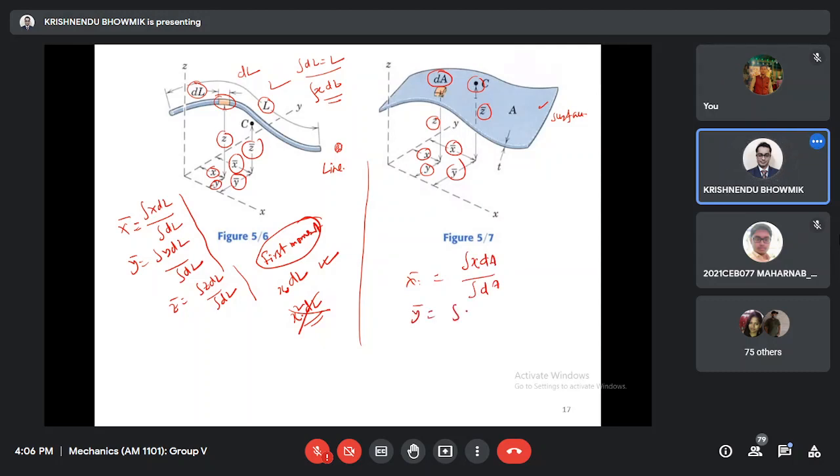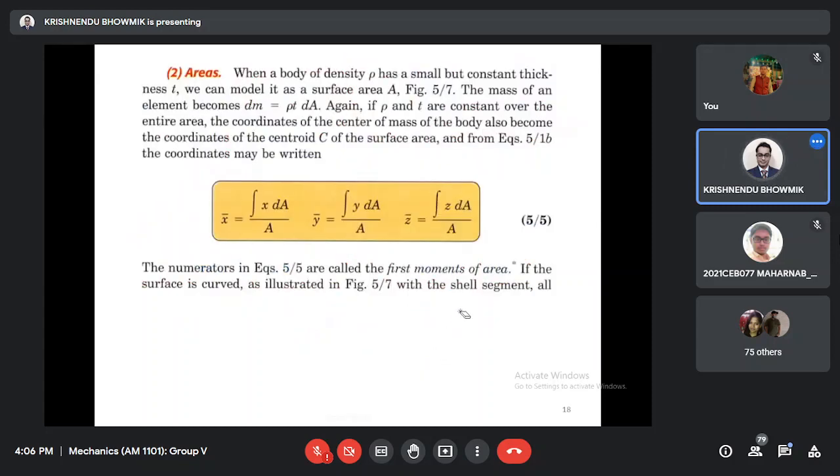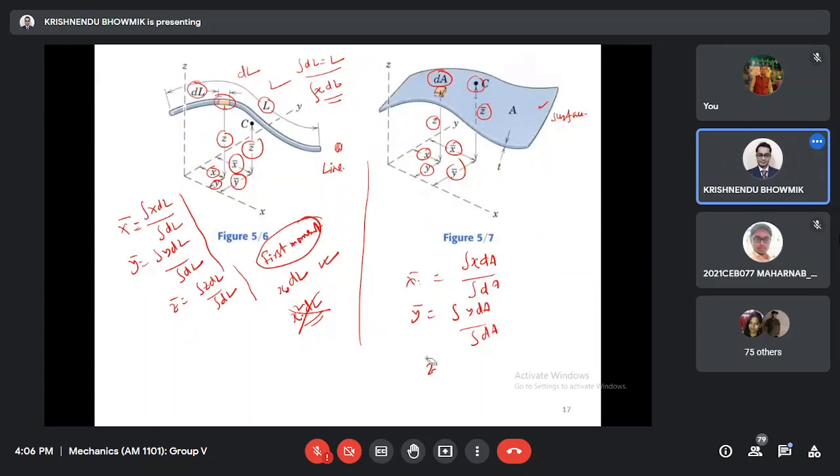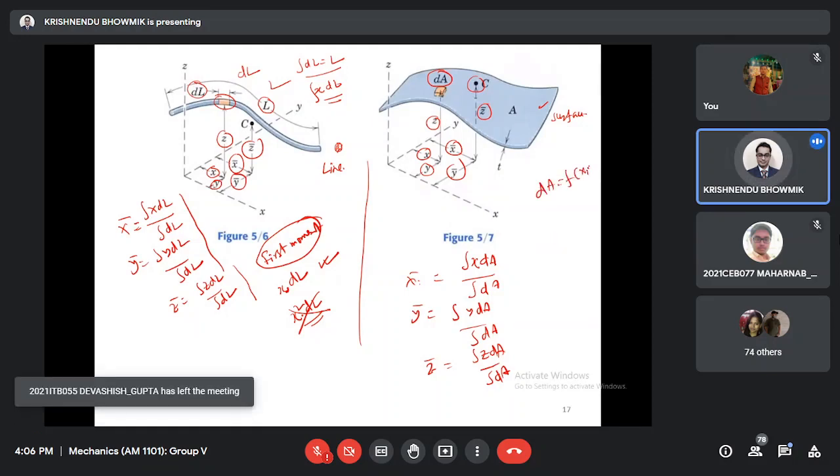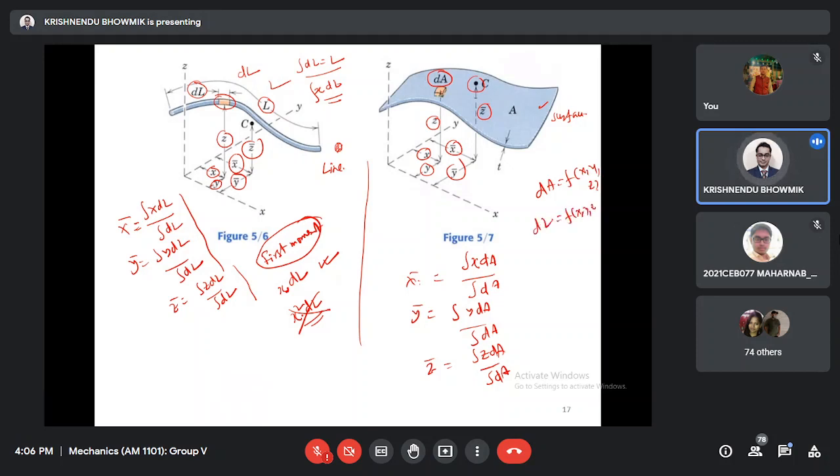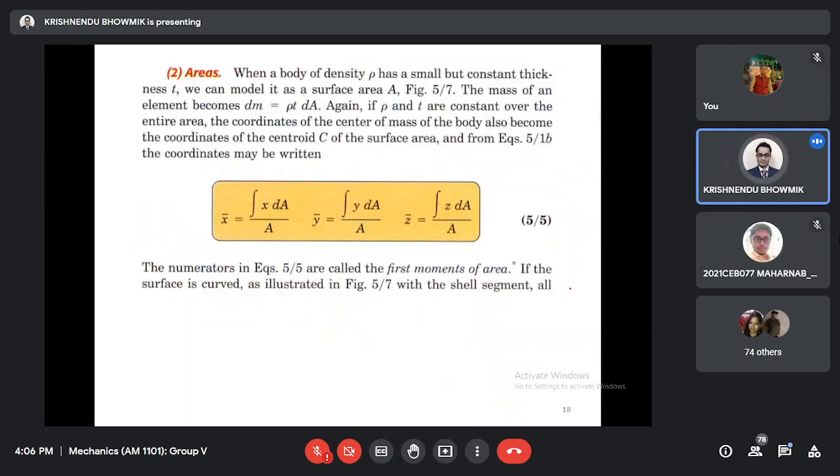Y bar, y dA, and z bar, z dA. Now what form this dl or these functions will take, I will explain later, okay? So this dA will be some function of x, y, z, whatever it may be, we'll see. dl may be a function of x, y, z. Say, for example, x square is one function, like x y is another function. A different way we can check later.